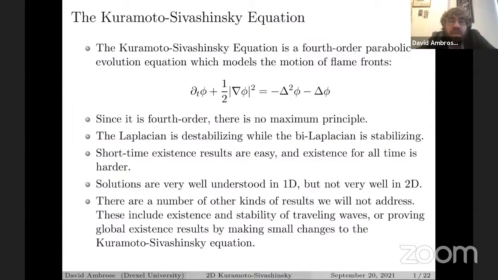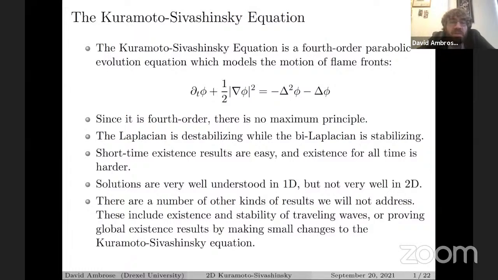So it's a fourth order parabolic equation. It's nonlinear, and it's given by dt phi plus 1/2 grad phi squared equals minus Laplacian squared phi minus Laplacian phi. So in a flame front model, phi would be a function of some spatial coordinates x, and phi of x would be the location of the flame front. That would be the boundary between the unburnt and the burnt phases of the gas that's undergoing combustion. We're not really going to focus on any physical interpretation, though. We're just going to talk about when solutions of this equation can be proved to exist.